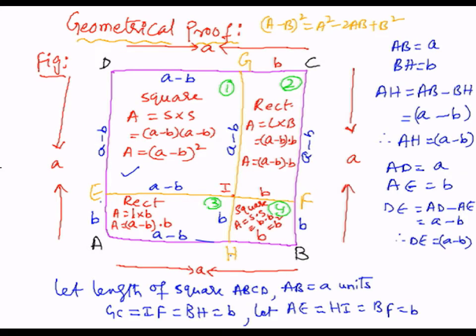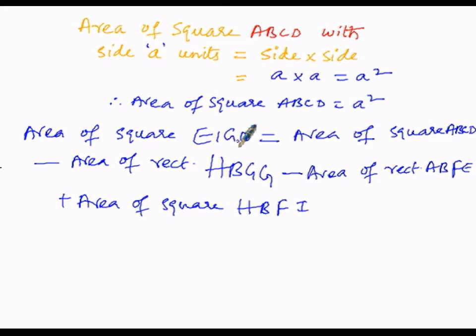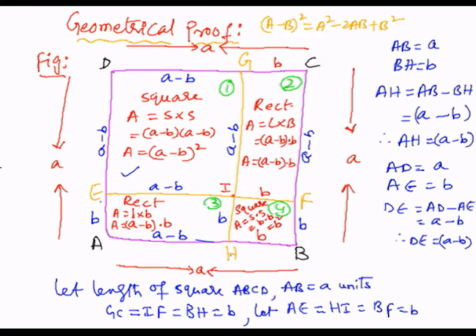So now area of first figure, that is EIGD, is of A minus B whole square. So EIGD is of A minus B whole square is equals to area of square ABCD is A square. Then now subtract area of rectangle HBCG is of length into breadth, A into length as A and breadth as B. So here A into B, length into breadth is of AB. So here HBCG.